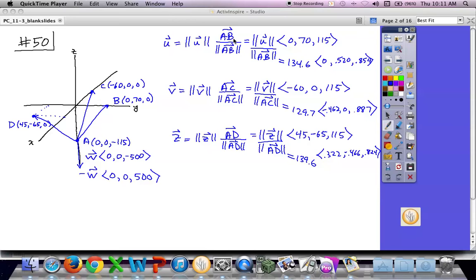So first you need to find what is AB. Okay, well, that's where you do the subtraction. So you subtract 0 minus 0 is 0. 70 minus 0, 70. All right, 0 minus negative 115 is positive 115. Right, so you go through that for all three of these vectors, and you should have gotten that, and that.